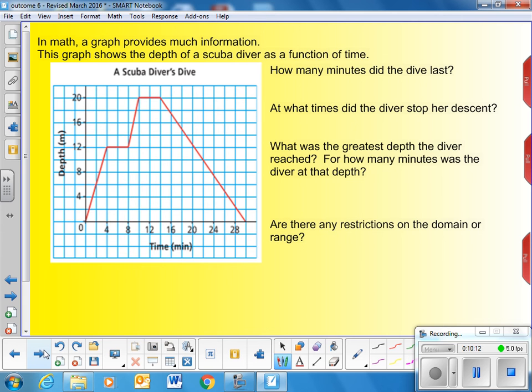In math, a graph provides much information. This graph shows the depth of a scuba diver as a function of time. And here's a series of questions. So the first one says, how many minutes did the dive last? Well, from start to finish, the dive took 30 minutes.